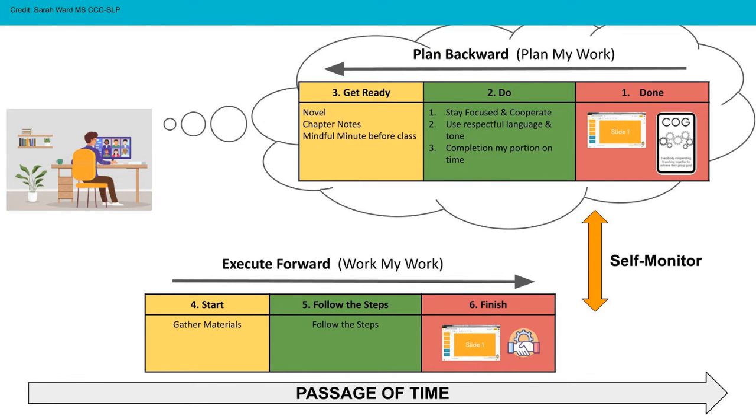Another example might be behavioral rather than academic. If I'm a student who often has a hard time with group projects, I might make a plan for working well with my group. Before I have class, I envision what this looks like. Well, I know we have to create a slideshow together, and my teacher has been talking about successful group members working together like cogs. In order to do this, I'm going to need to stay focused and cooperate. I'll need to remember respectful language and tone of voice. Oh, and being a good group member includes completion of my portion on time. Now, to get ready for class, I'll need my novel and chapter notes.